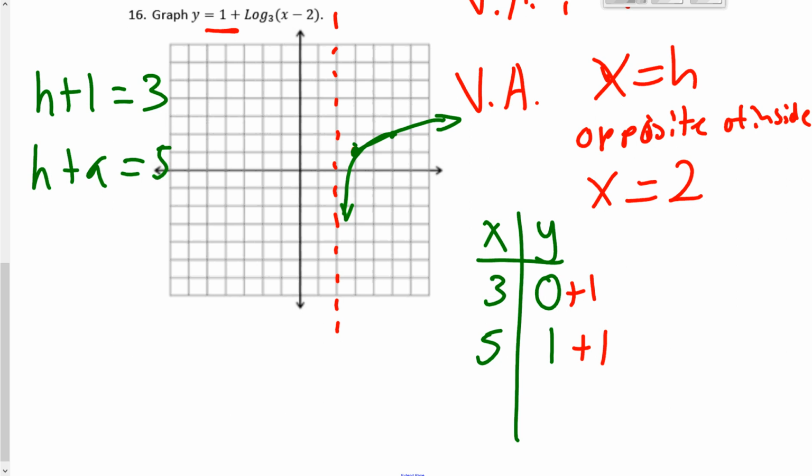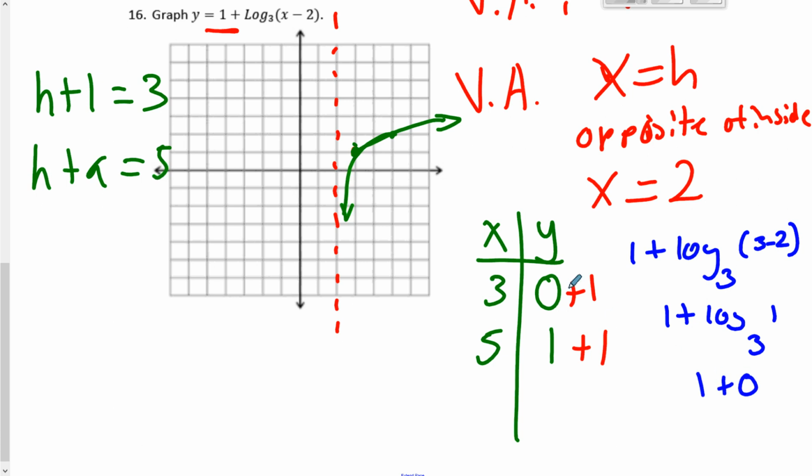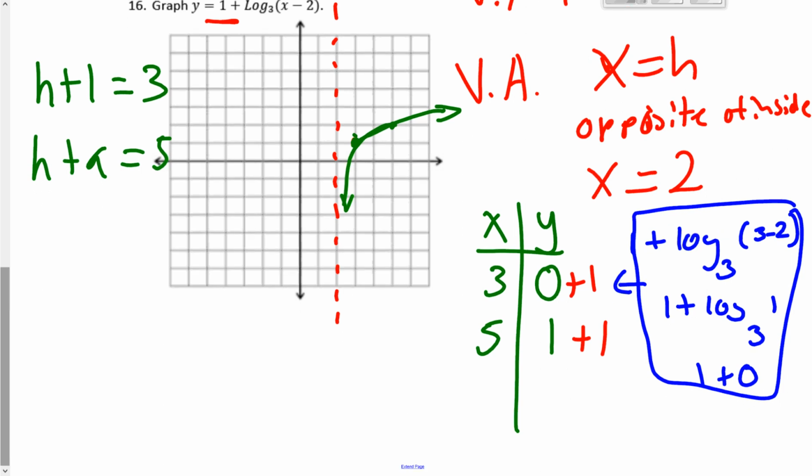So 1 plus log base 3 of 3 minus 2. Right, those parentheses matter. I've got to do what's inside the parentheses first. So that would be 1 plus log base 3 of 3 minus 2, which is 1. And this says 3 raised to what is 1? Well, that would be 0. And then 0 plus 1 is 1, for that one.